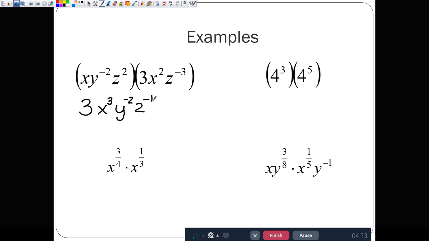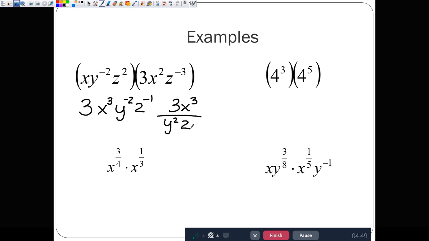Okay, so now I need to rewrite so I don't have negatives. So my 3 and my x to the third are still remaining on top. However, my y squared is going to get moved to the bottom, and my z is going to get moved to the bottom. And it's to the first power, so I do not raise the exponent.